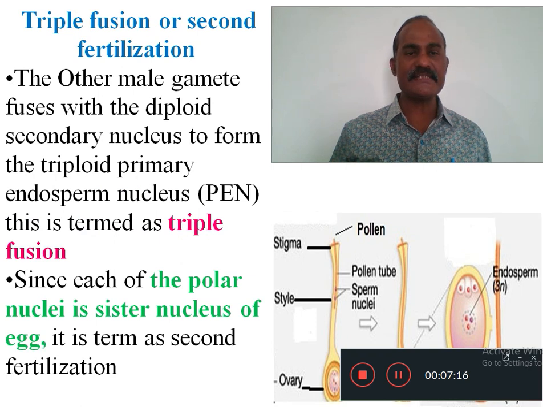The second process, or second fertilization, is also described as triple fusion. The other male gamete fuses with the diploid secondary nucleus to form a triploid primary endosperm nucleus, and that's why it is described as triple fertilization, triple fusion or second fertilization. Here the secondary nucleus is produced from the two polar nuclei which come down into the center from the antipodals as well as the egg apparatus. Since each of the polar nuclei is a sister nucleus of the egg, it is termed second fertilization.